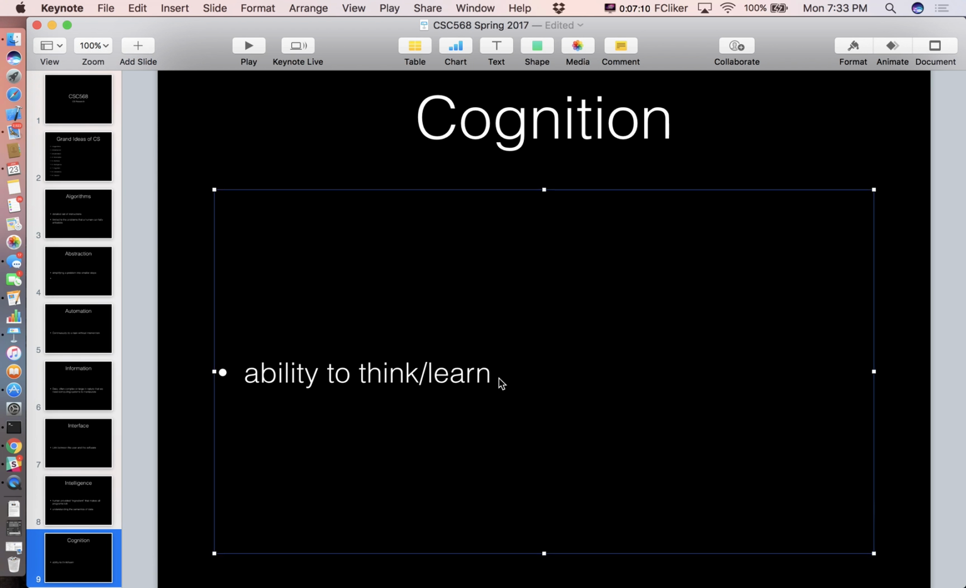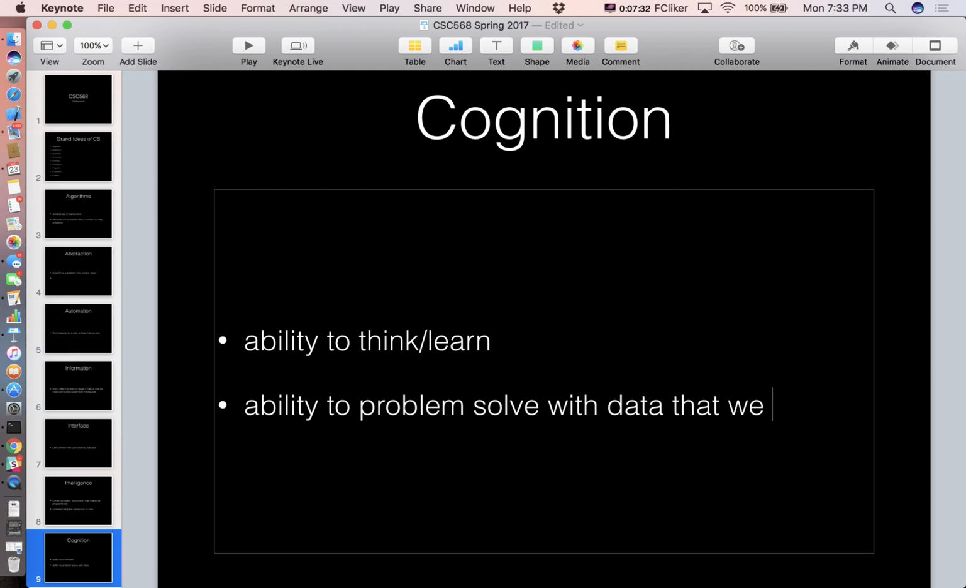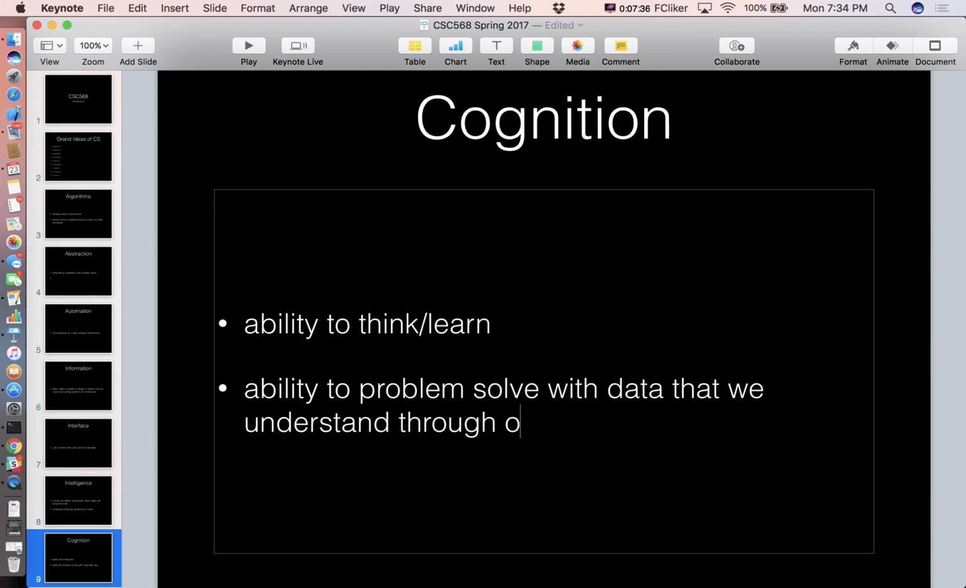And this is, to connect it to the other thing, the ability to problem solve with data that we understand through our intelligence. Something like that. We understand it here, and then based on that understanding, our cognition allows us to now solve a problem, think about a solution, propose a solution. And between those two, can you have intelligence without cognition? And can you have cognition without intelligence?